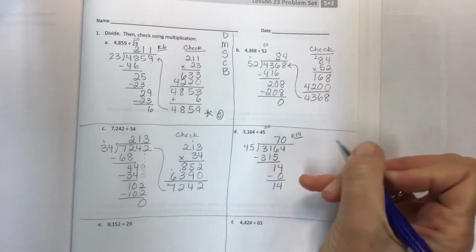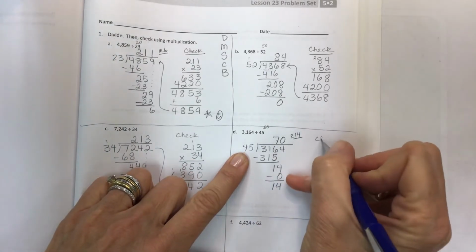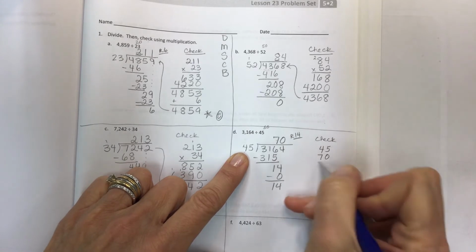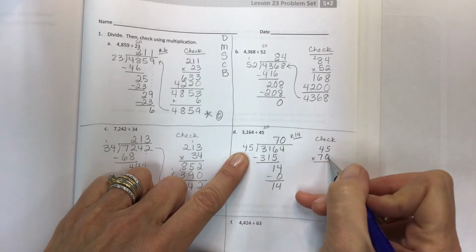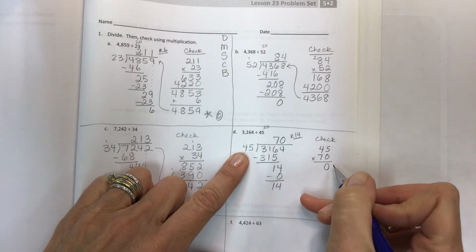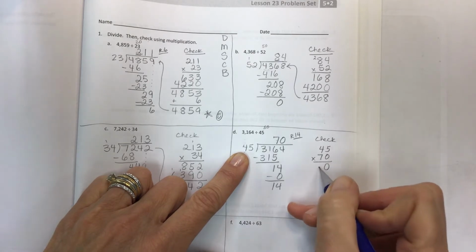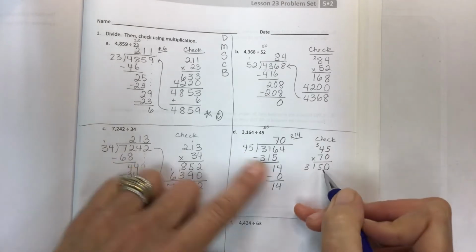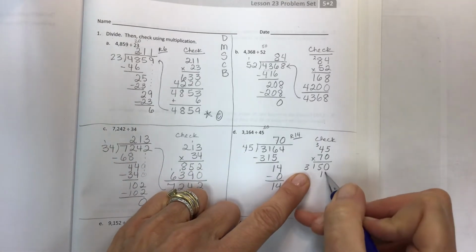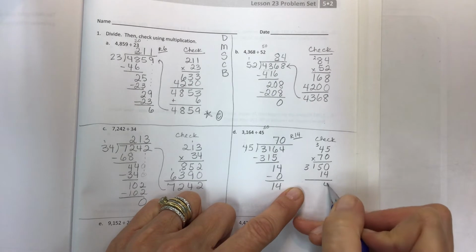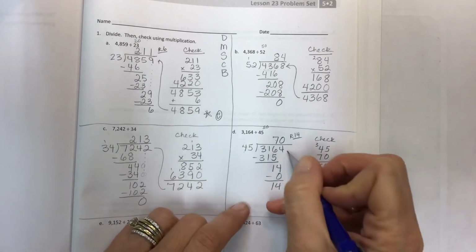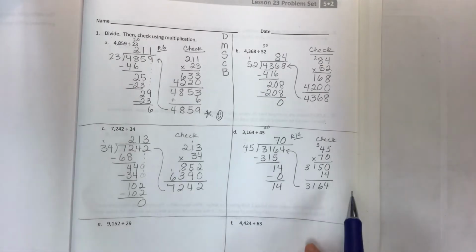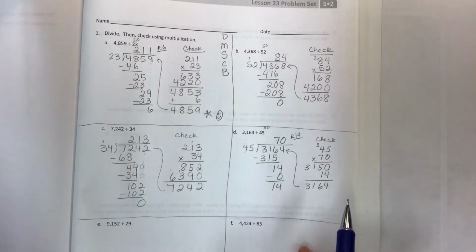So R14, take this and do your check. Put the 70 on the bottom so that you don't have a lot of partial products. 0 times everything is 0. Now I'm in the tens place. 7 times 5 is 35. 28, 29, 30, 31. But I have a remainder that I need to add on. And I have 3,164.